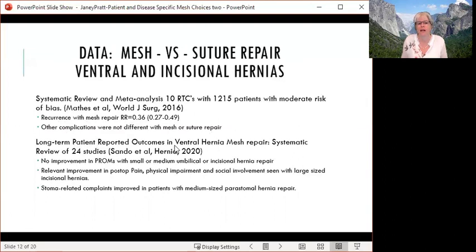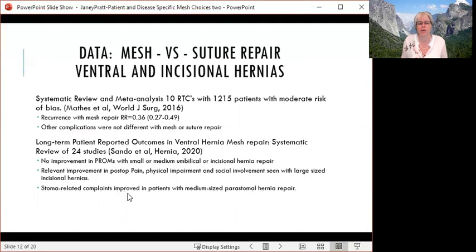Long-term patient-reported outcomes in ventral hernia repair. There was a systematic review of 24 studies published by Sando in Hernia in 2020. There was no improvement in patient-reported outcomes in small and medium umbilical and incisional hernia repairs. However, there was relevant improvement in post-op pain, physical impairment, and social involvement seen in large-sized incisional hernias.